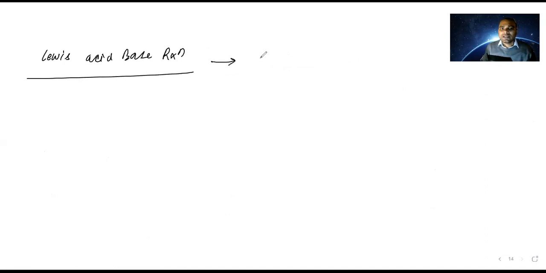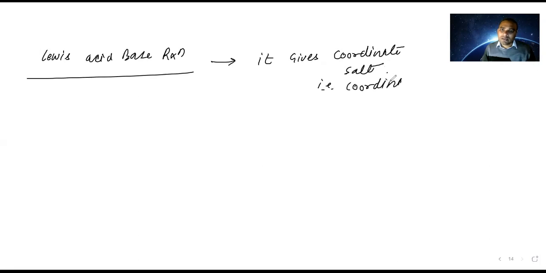So now let's move on to this one. Lewis acid base reaction. So what is formed? If it is reacting, it gives salt. What kind of salt is it going to give? Not NaCl, it gives coordinate salt. That is coordinate bond formation.